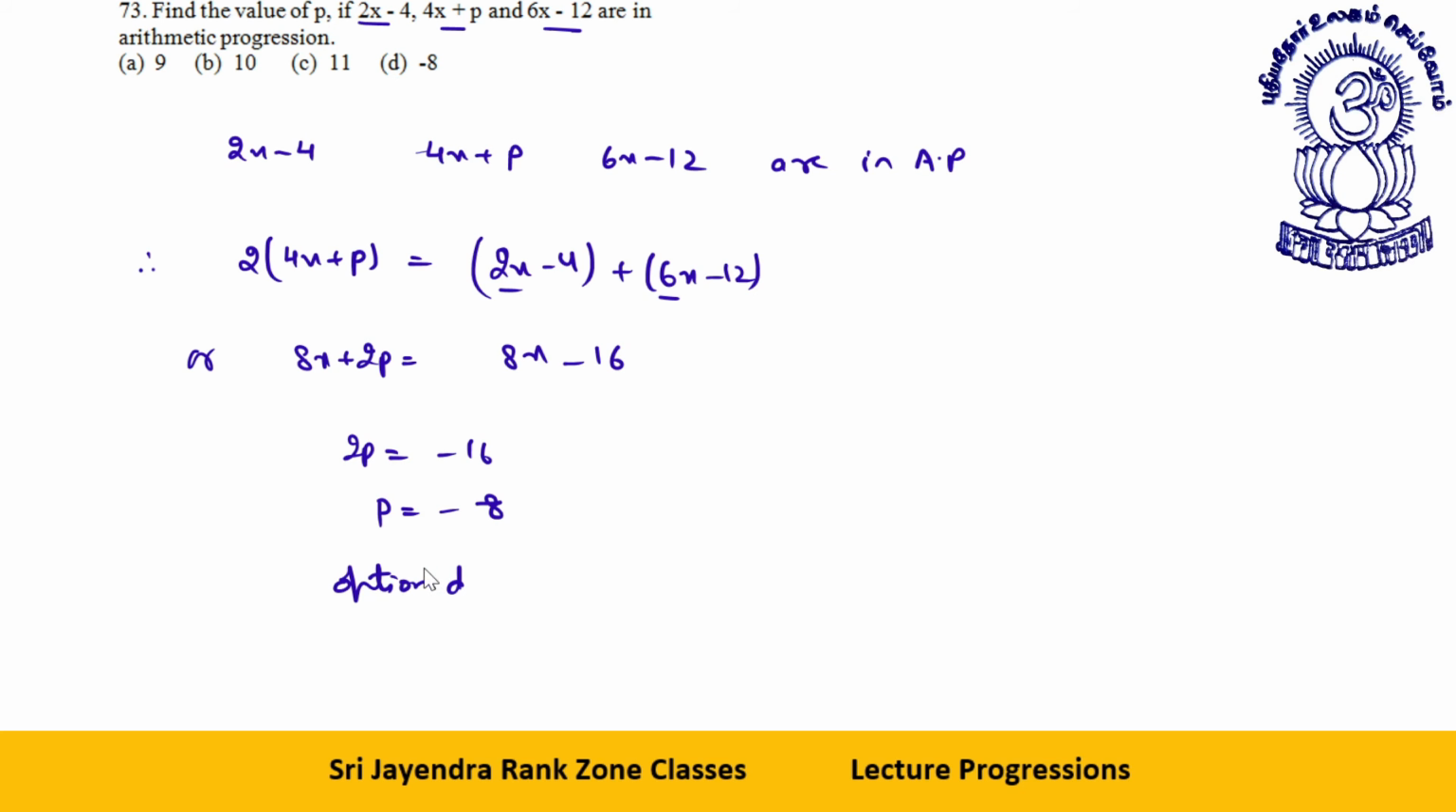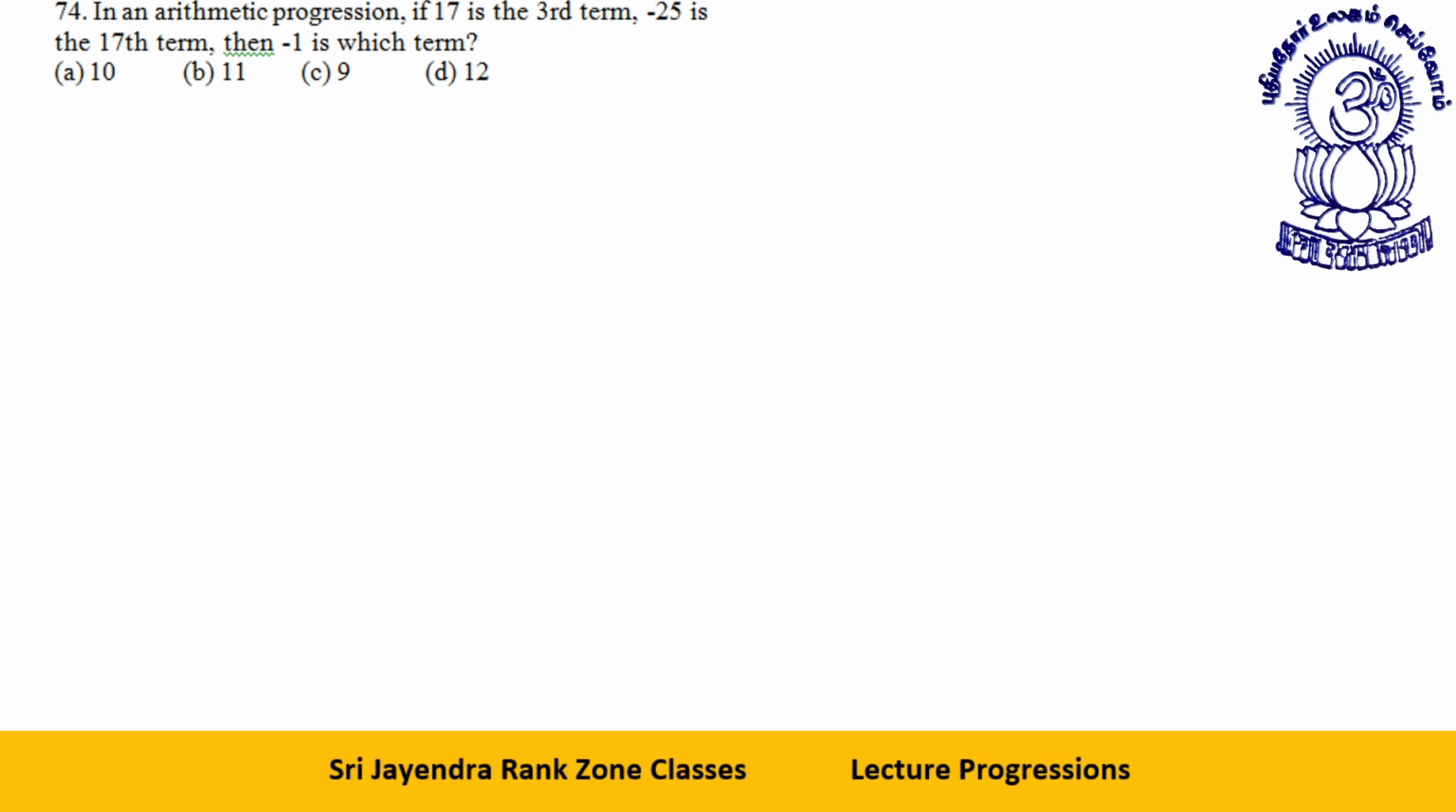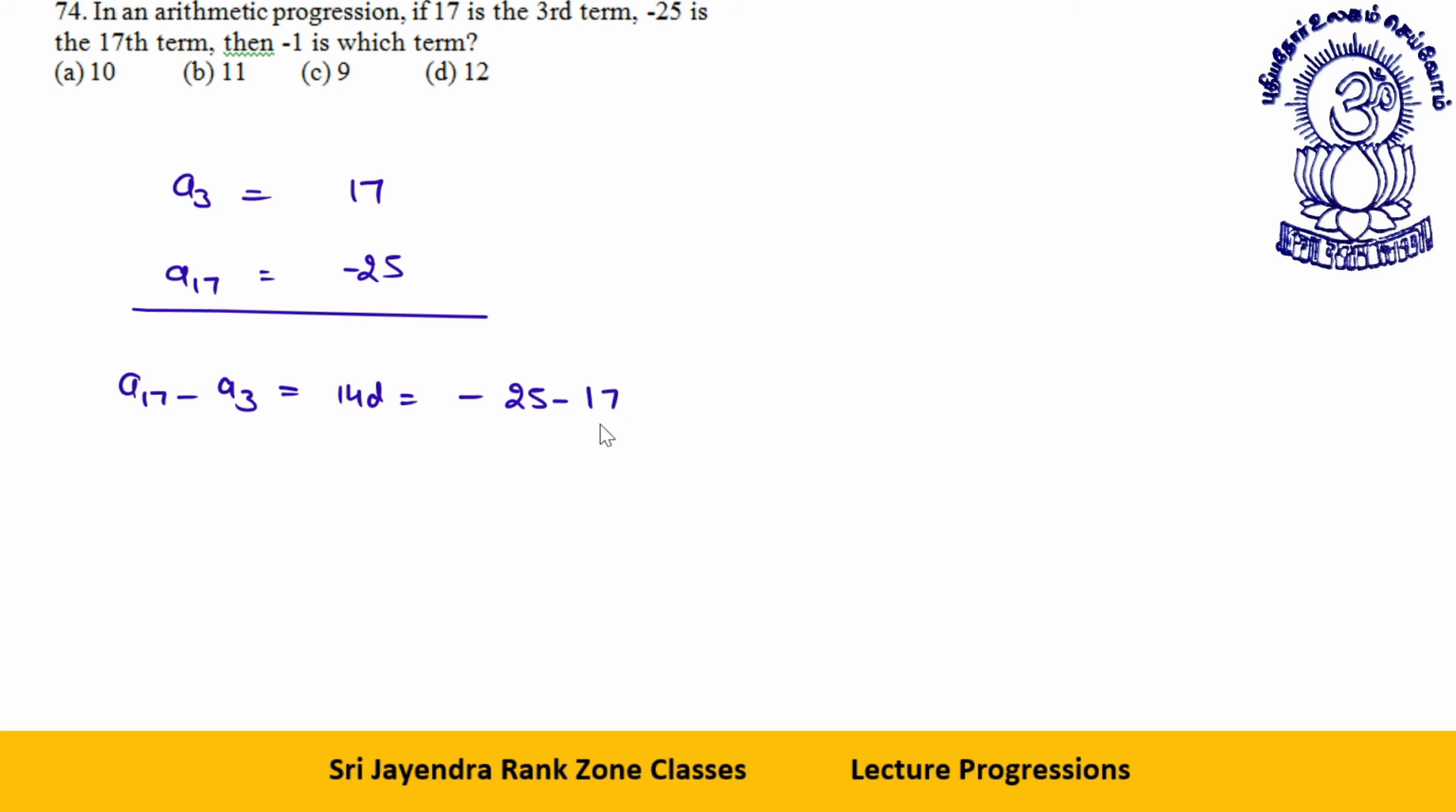Okay, dear students, let's proceed further. In an AP, the 17th term is minus 25. Minus 1 is which term? See, if 17 is the third term, A3 is equal to 17, and minus 25 is the 17th term. A17 minus A3 will be what, dear student? This will be 14D, equal to minus 25 minus 17. 14D is equal to minus 42. D is equal to minus 3.